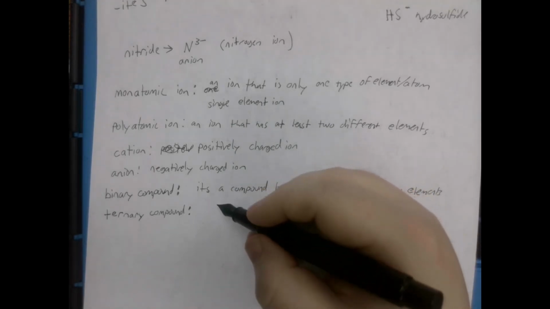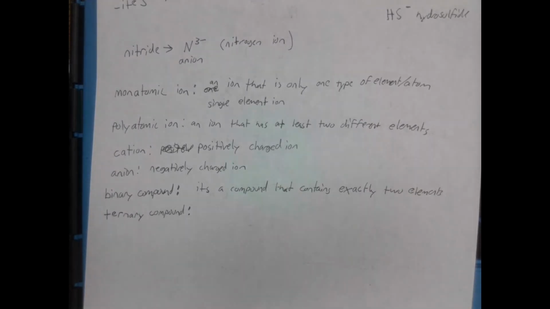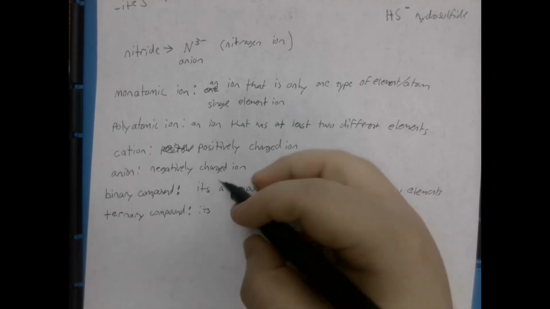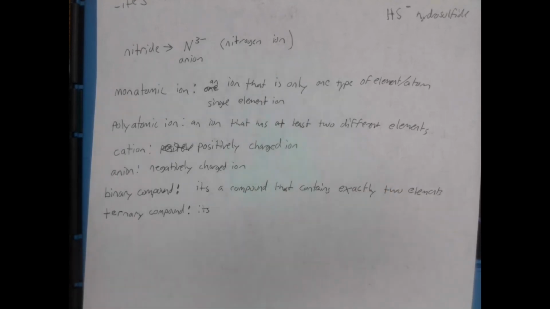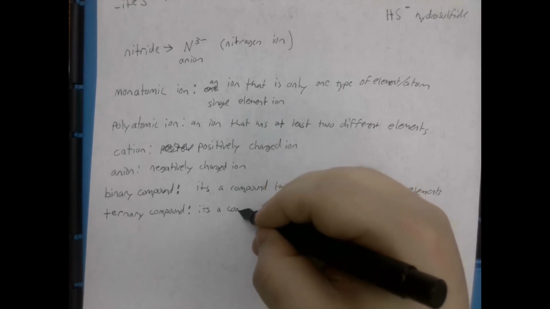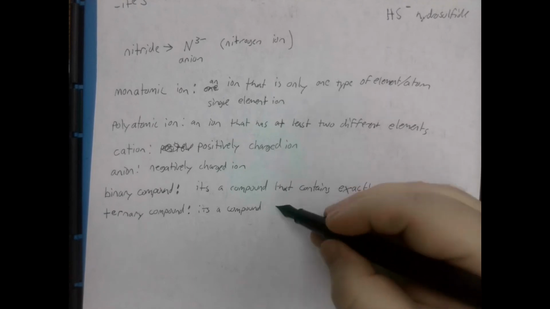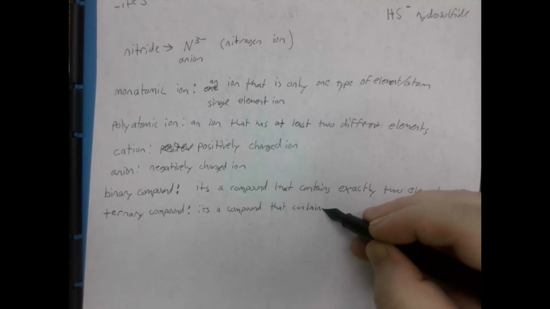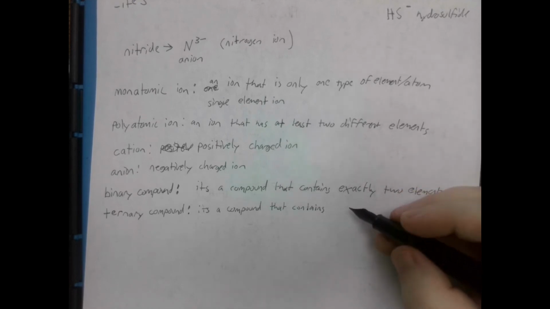Oh wait, you're right. What is ternary? Tertiary consumer is the third one. Yeah, it's 3. Ternary means it's a compound with 3 elements. But I've been using it to mean polyatomic. A poly compound. Polynary.